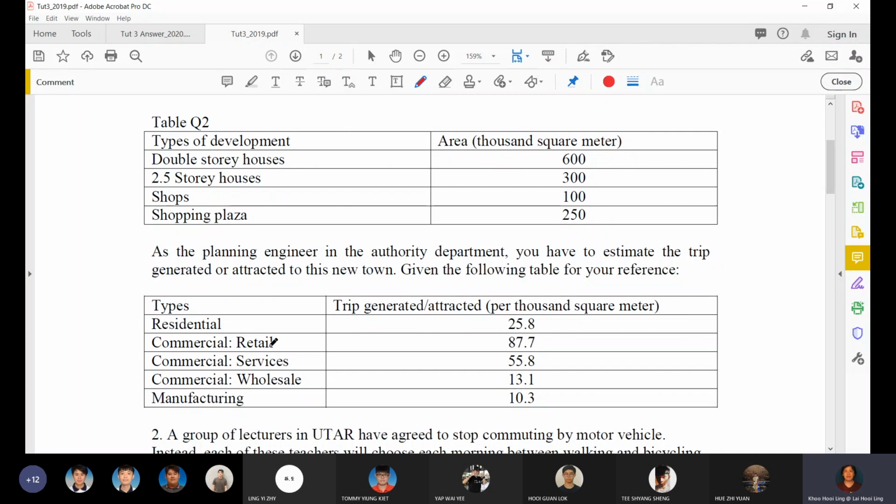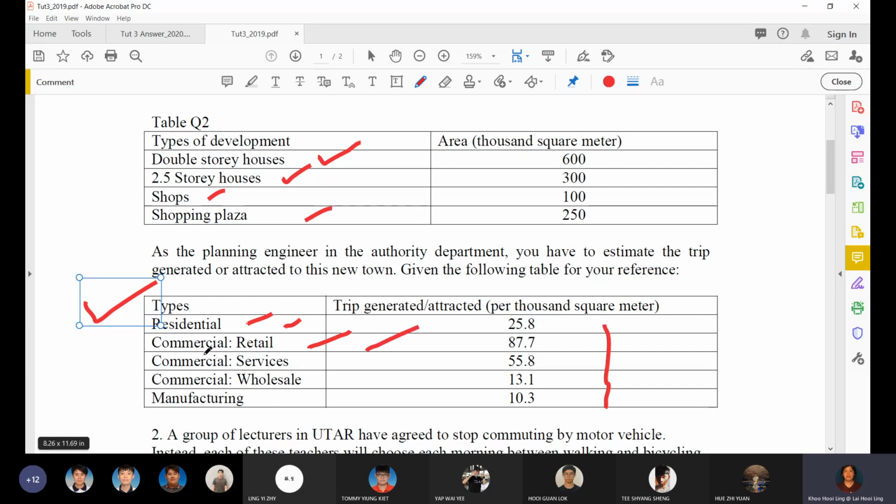So this question tests whether you know how to match the type of development to the types we get from the manual. We assume that this is what we have from the manual, and these are trip rates. We know we can have many methods to estimate. We can use regression, we can use cross classification, but here we use the trip rates. So for double story houses, we refer to residential. 2.5 story houses is also residential. The shops we assume retail, and shopping plaza we assume retail.